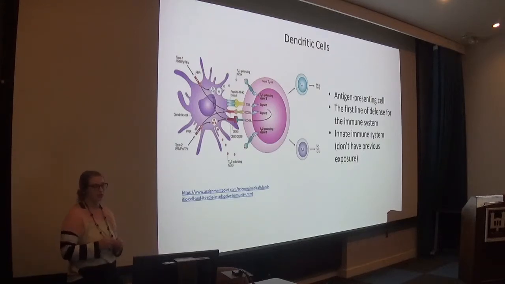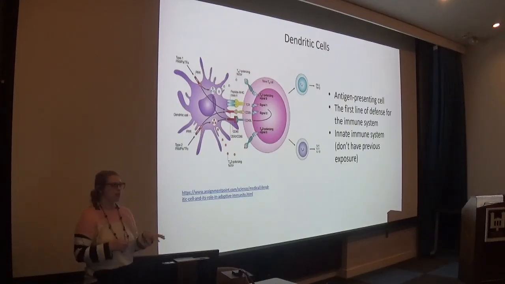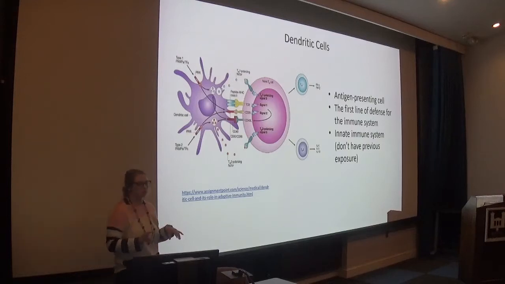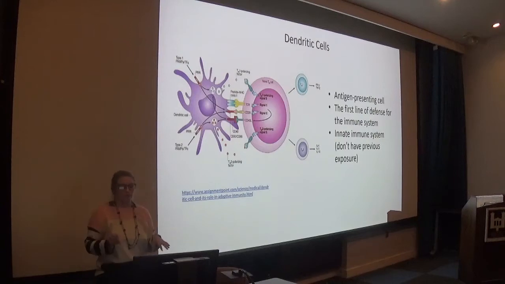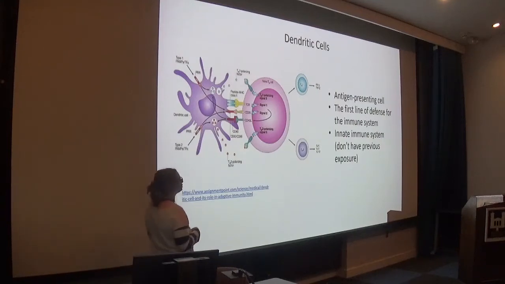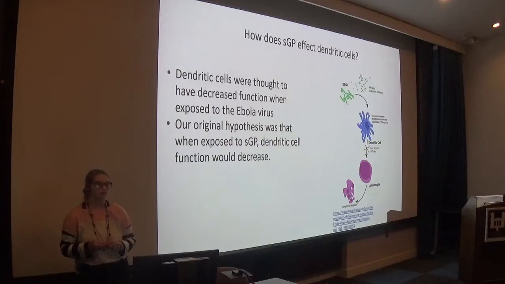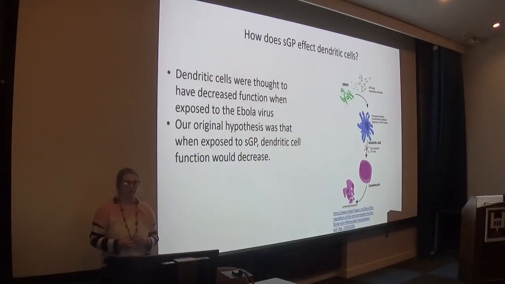So dendritic cells are antigen-presenting cells, and they're the first line of defense whenever an invader has entered the human body. You first have these immature dendritic cells that survey their surroundings, looking for foreign invaders. And then as soon as they sense one of these invaders, they mature and they start presenting these antigens, which T cells and other immune system cells can then bind to start fighting off this infection. And so our question was, how does sGP affect these dendritic cells?